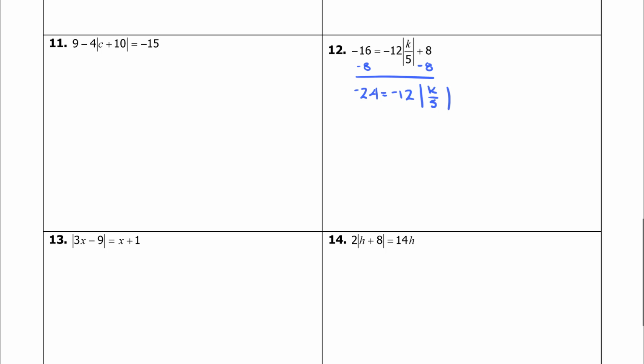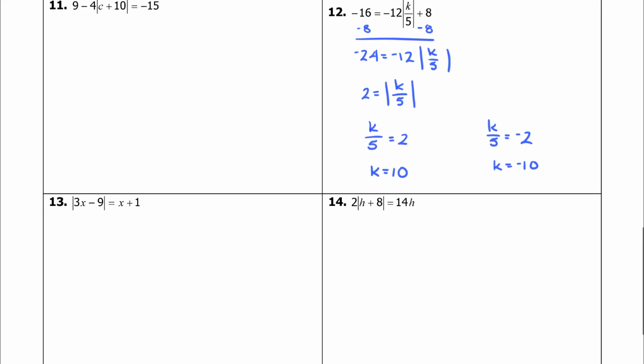Well, when I divide everything by the negative 12, I do end up with a positive 2 on the left. And so this does give me an absolute value equation that will contain solutions. So I write k over 5 equals 2, k over 5 equals negative 2, and then I multiply both sides by 5. And I get k is equal to 10, k is equal to negative 10.